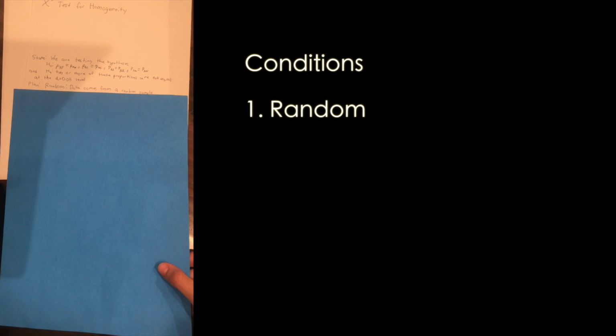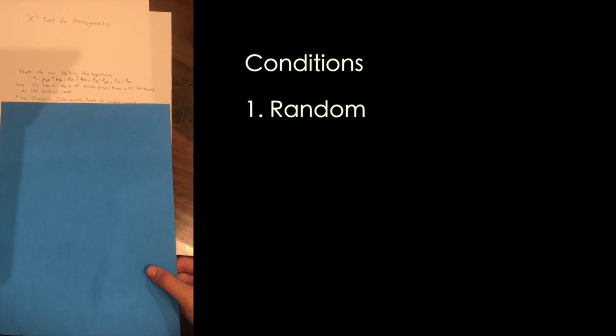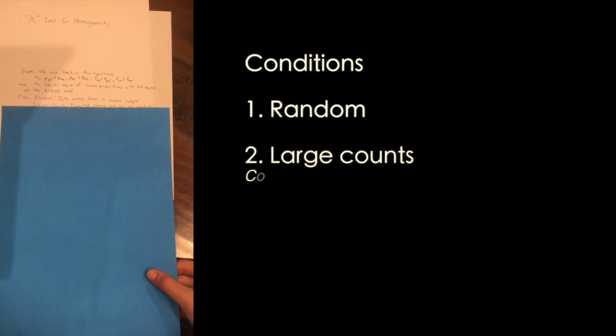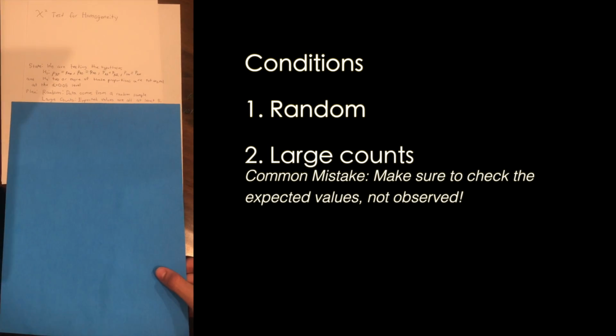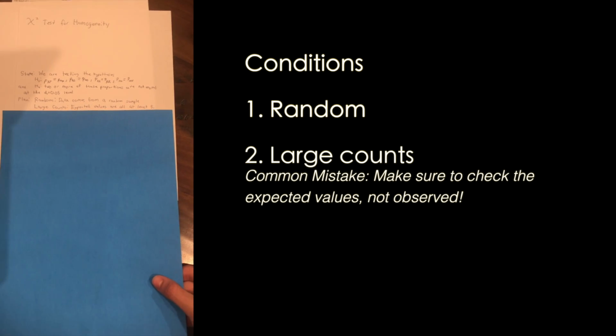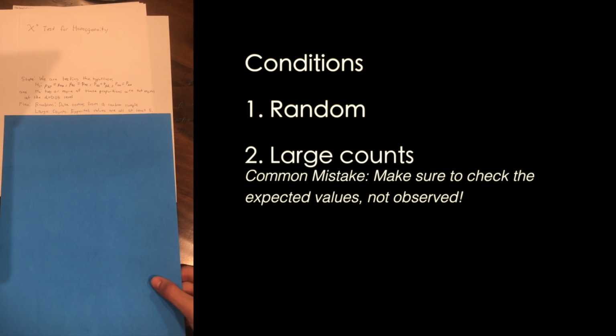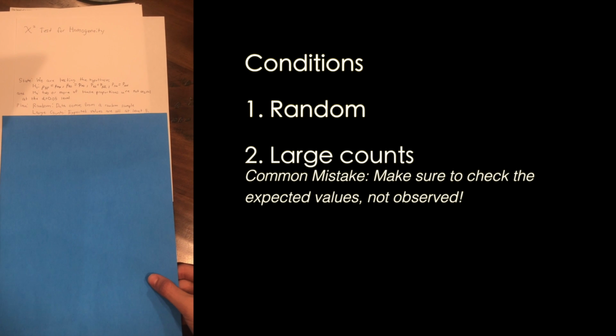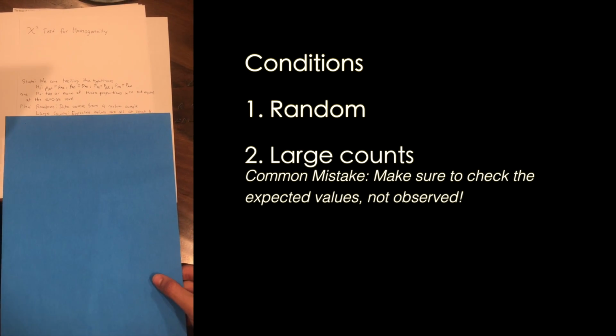The next part of the problem is planning and checking our conditions. The first condition is that the data has come from a random sample or experiment. We are not explicitly told that this study is random, but we can assume this based on how it's conducted. Next, we determine that all expected values are at least 5. A common mistake is that students look at observed values instead of expected values when checking this condition. We can calculate the expected values by multiplying the row total and column total and dividing by the table total for each value. However, it is much easier to use a calculator to find these values.